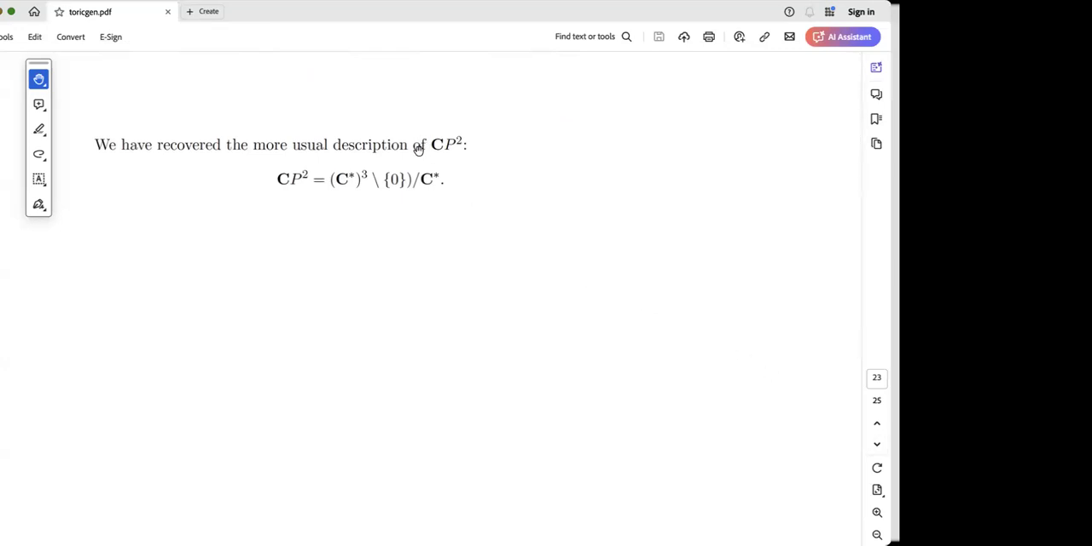So we've recovered the more usual description of CP2, which is C to the 3 minus 0, quotiented by C star. Sorry, I initially said C star to the 3, but this should be C to the 3, not C star to the 3.